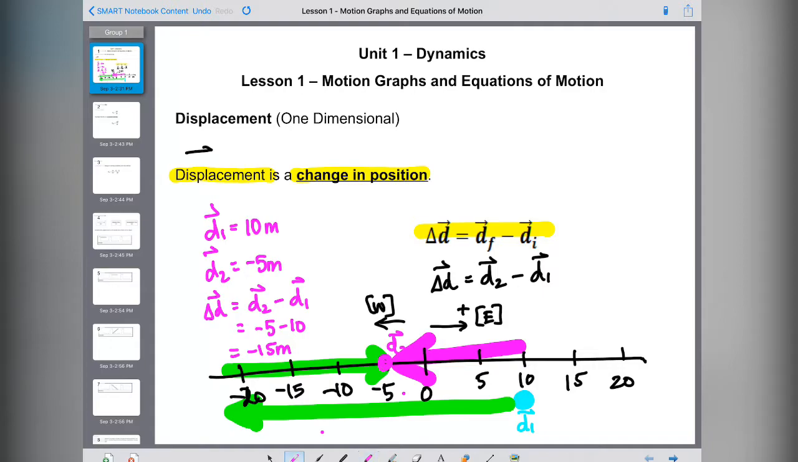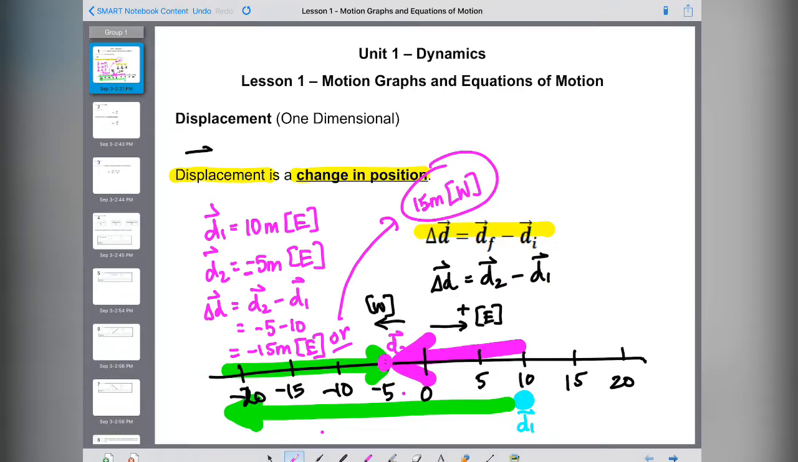Okay, so when I actually write my final answer, I would write -15 meters, but don't forget my assumption is east. That's why I have a negative east, meaning west. So this really is 15 meters west, or in other words, you could say that this is also 15 meters to the west, which is represented by this big arrow here.